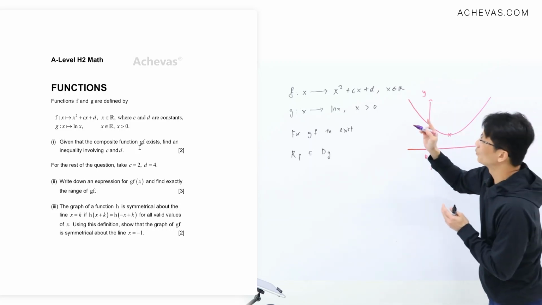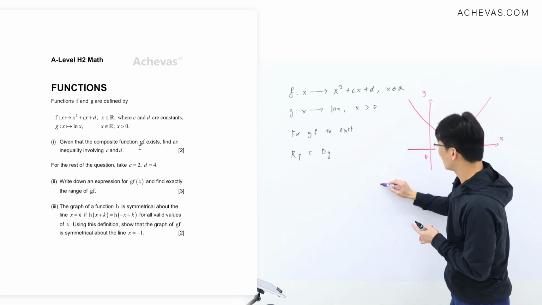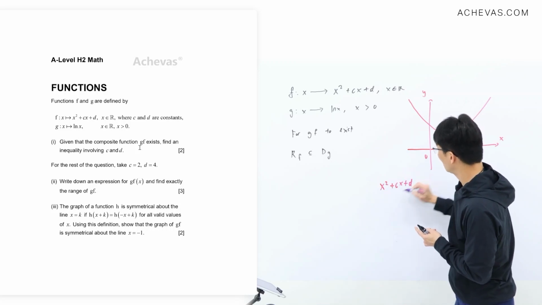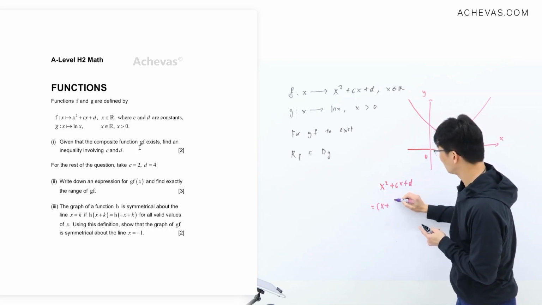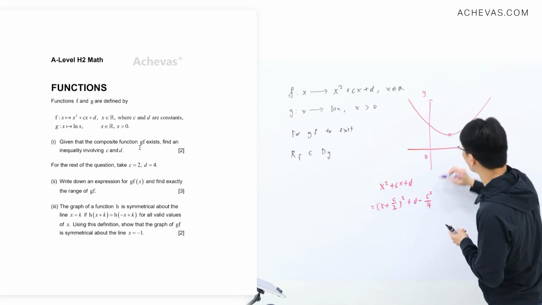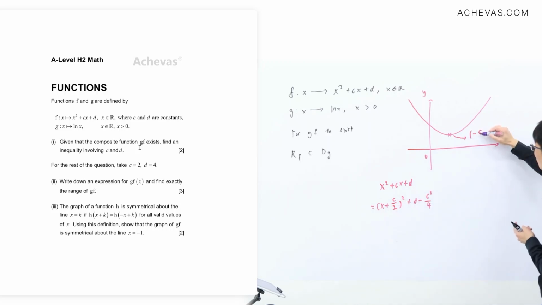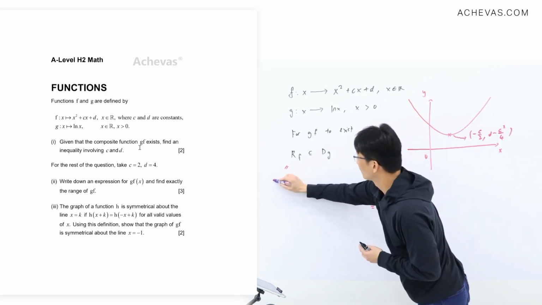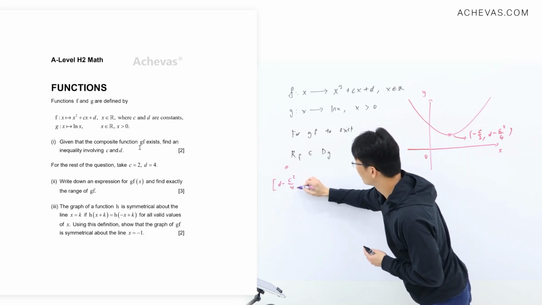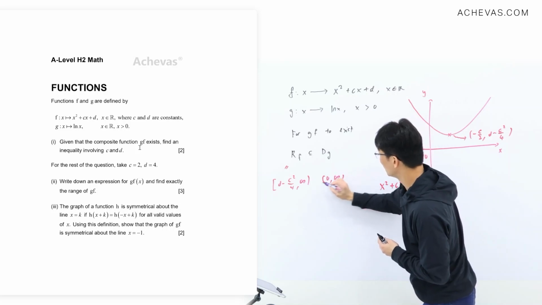To find that point, we can do a simple completion of the square. Let me write down x squared plus cx plus d. When I complete the square, I get (x plus c over 2) squared plus d minus c squared over 4. Therefore, the coordinates of the minimum point will be (minus c over 2, d minus c squared over 4). So the range of f is d minus c squared over 4 to infinity, and the domain of g is defined to be from 0 to infinity.